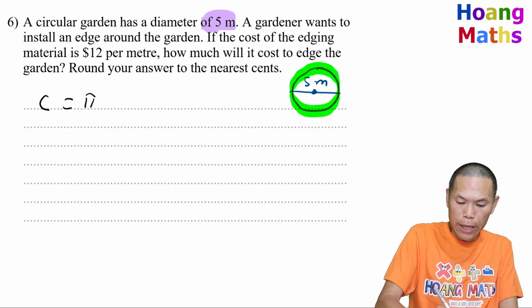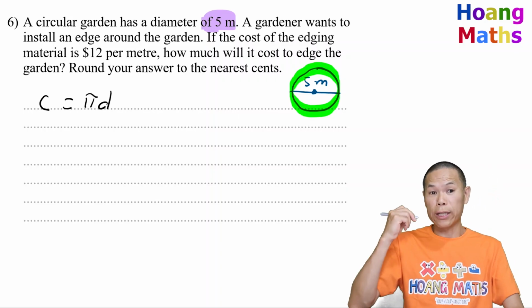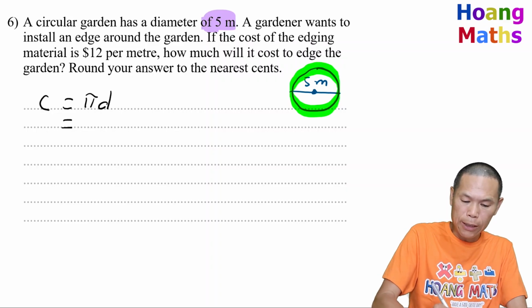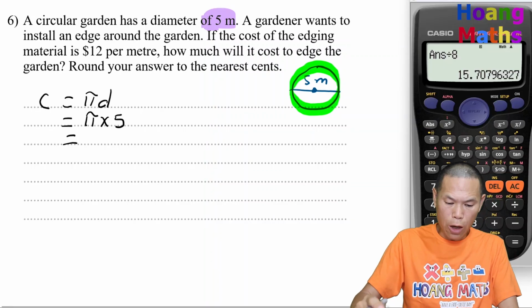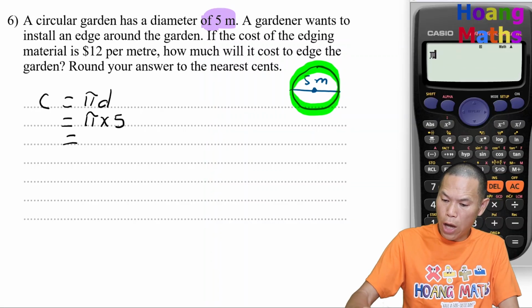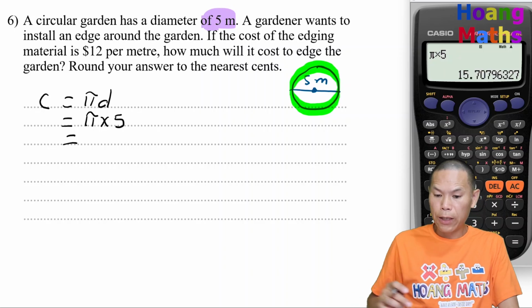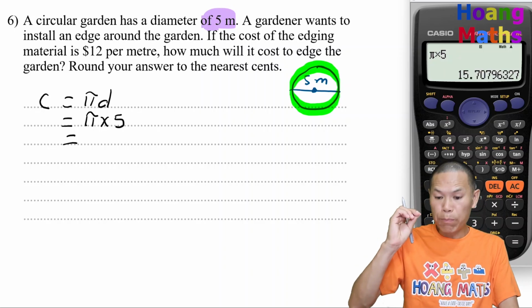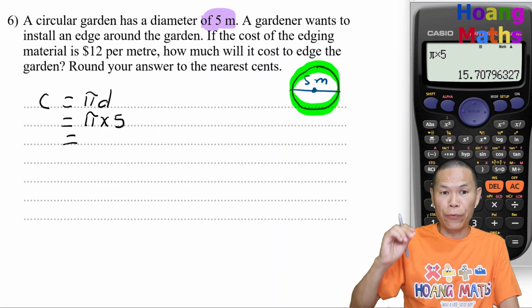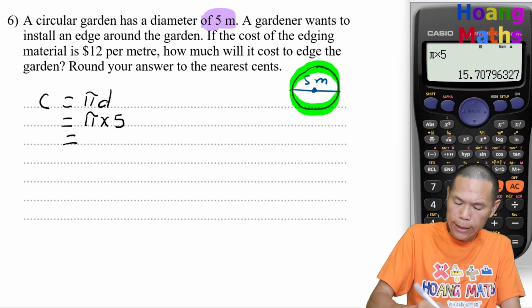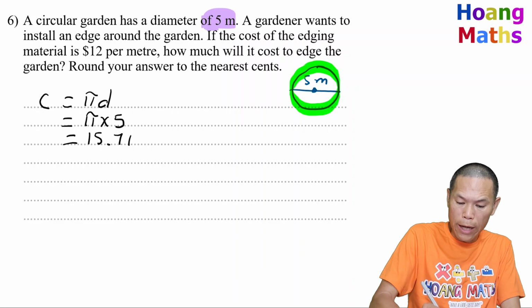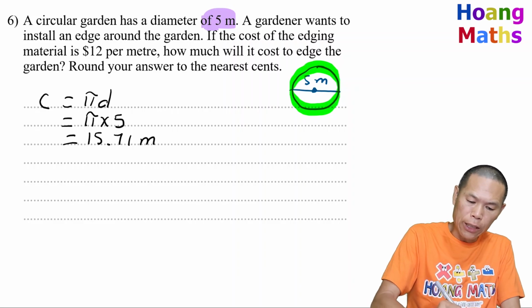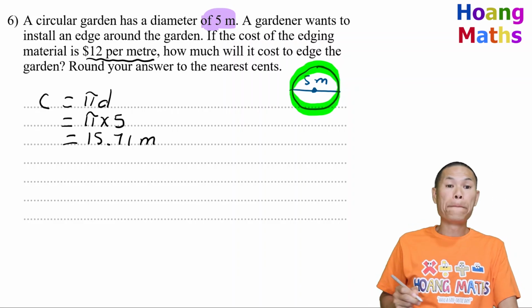Circumference is pi d because we know the diameter already. So that means pi times the diameter, which is 5. So I just go shift pi times 5. So there you go, 15.71, that will do. Let me just write that down first. 15.71 meters, and it costs $12 per meter.